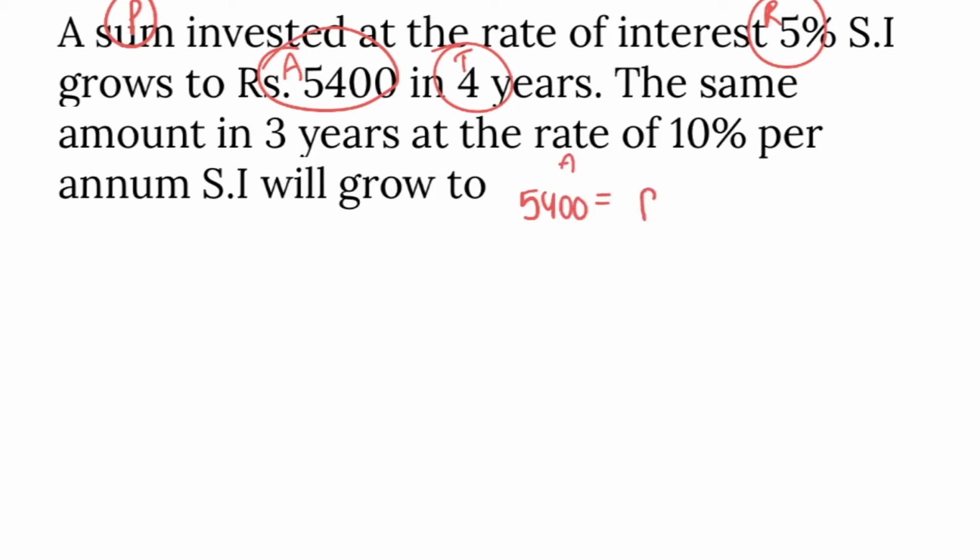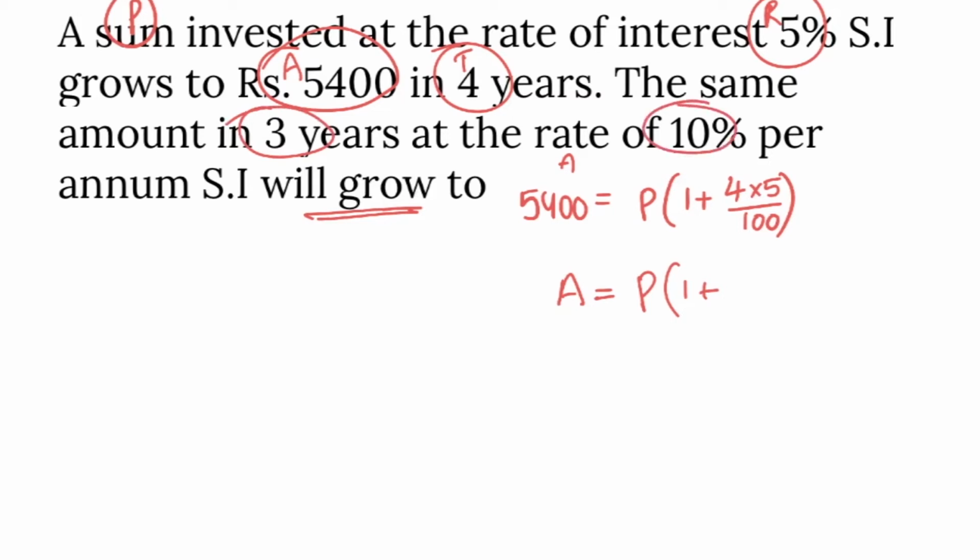We know amount is equal to P into 1 plus TR by 100. Time period 4 years, rate of interest 5% by 100. Amount is P into 1 plus TR by 100. And in second case, how much amount it will become, how much amount it will grow to, and principal is the same, into 1 plus TR by 100. Time period 3 years, rate of interest 10. 3 into 10 divided by 100. Here the first condition is given and second condition is asked.